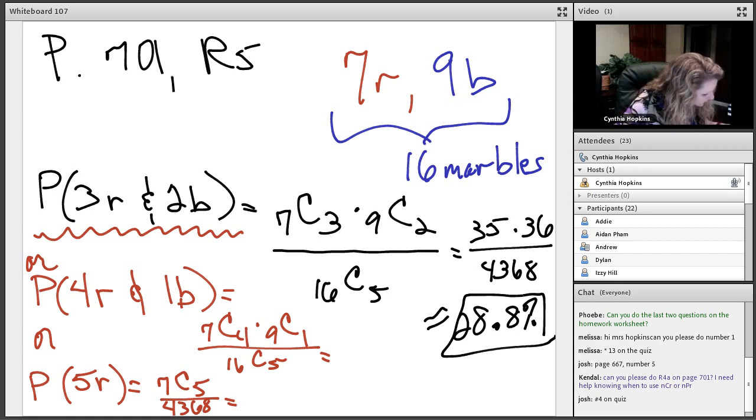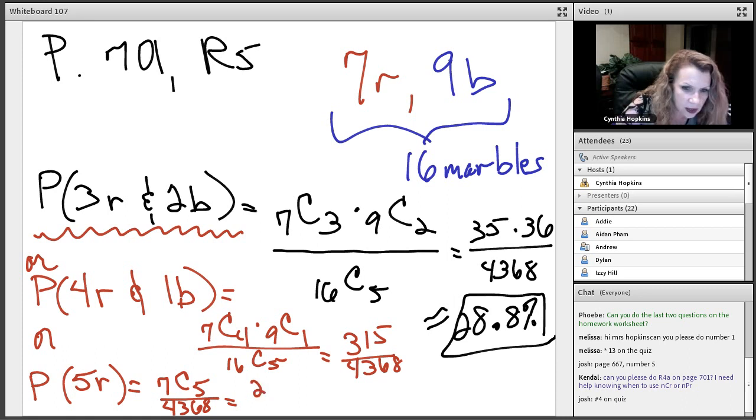Okay, so let's see here. This is part 2. Okay, so the 4 and 1 ends up being 315. This one is 315 over the 4368. And then the 5 and 0 ends up being 21 over 4368. Okay, so when we add those all up, you know what, I didn't put that total 35 times 36. I have it though. It's 1260 from the first part of the question.